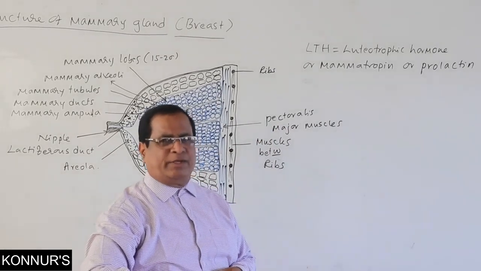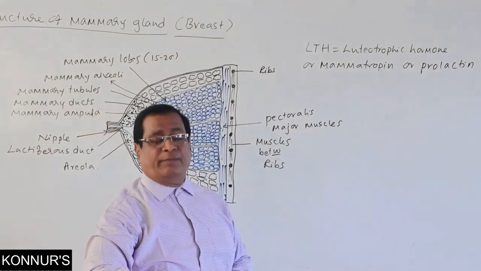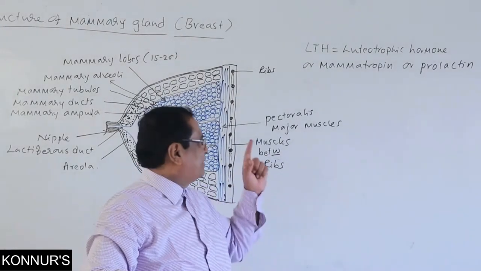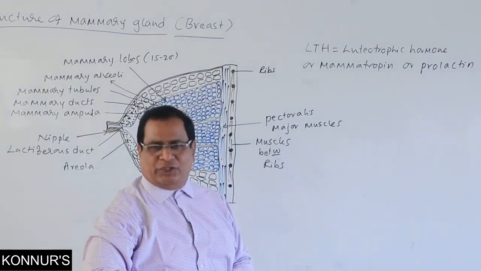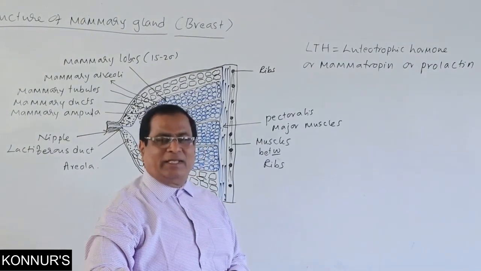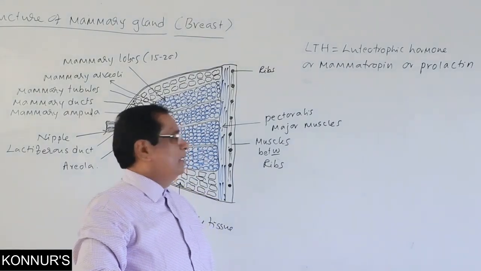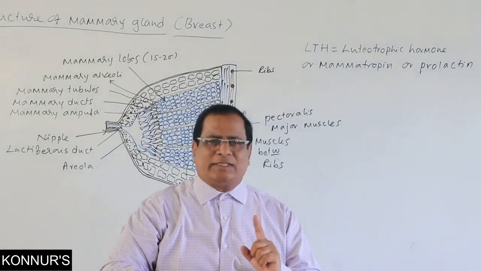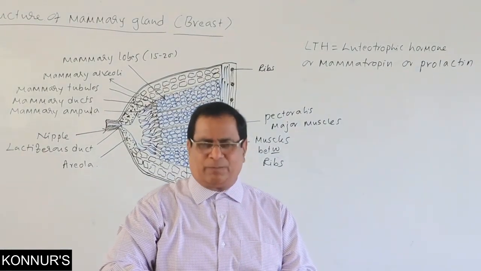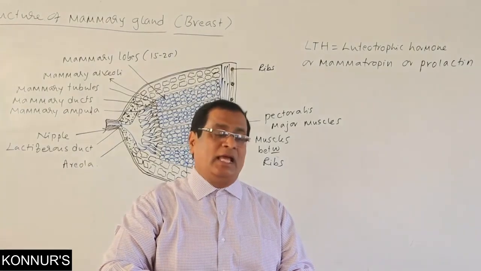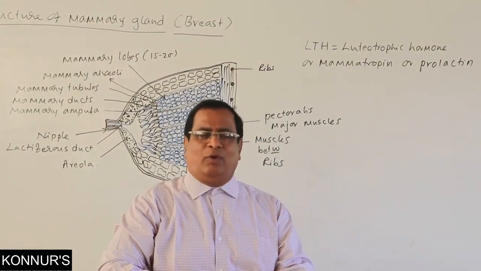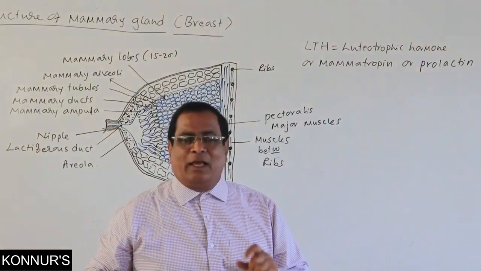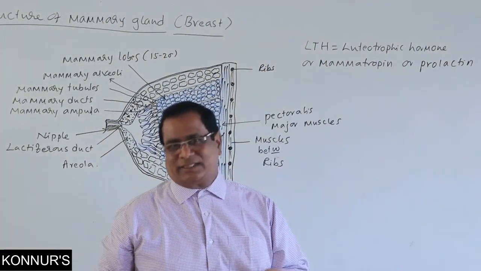Why is it said to be mammotropin? It is said to be mammotropin because the milk production in mammary glands is under the control of this LTH, and it is also named prolactin. And remember, LTH is a hormone which is produced only in females. And one more interesting thing about this luteotropic hormone is that it creates maternal instincts.